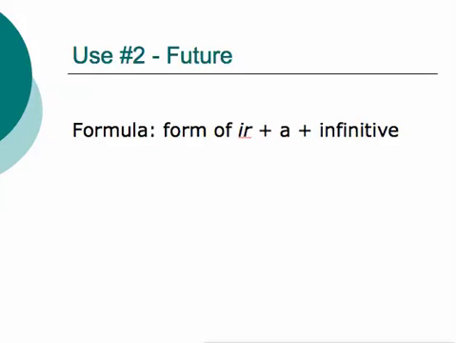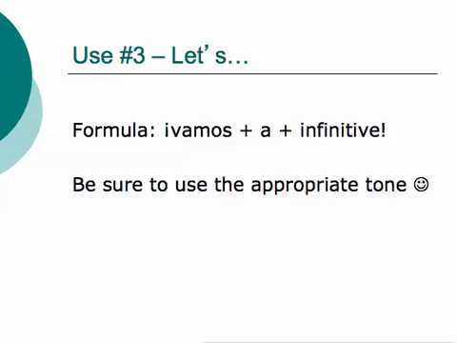The second use of ir is future, and the formula is ir plus a plus an infinitive. So for example, voy a estudiar. I'm going to study in the future. And the third use is something we call let's, and the formula is vamos a infinitive.